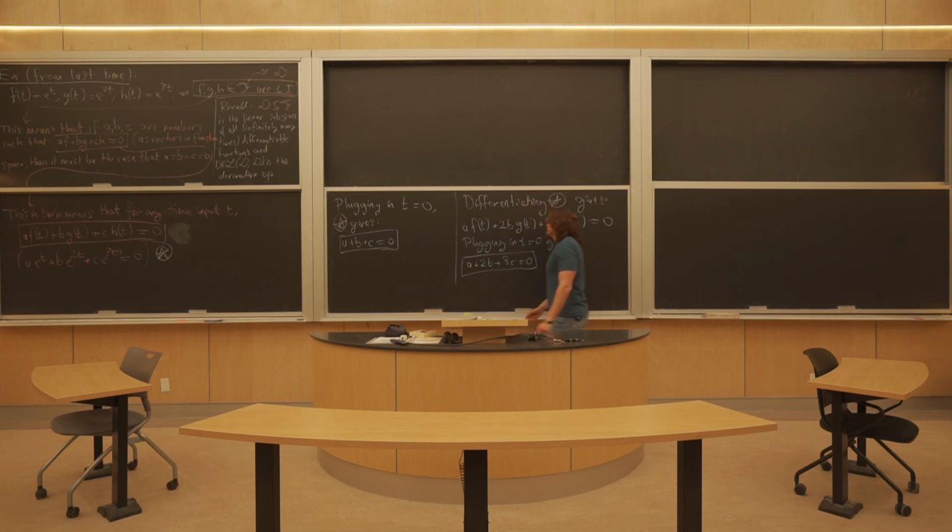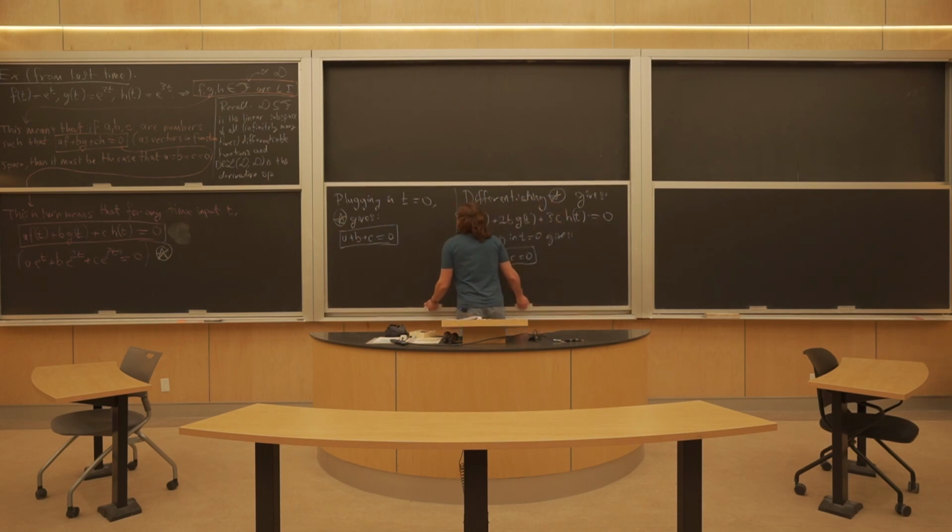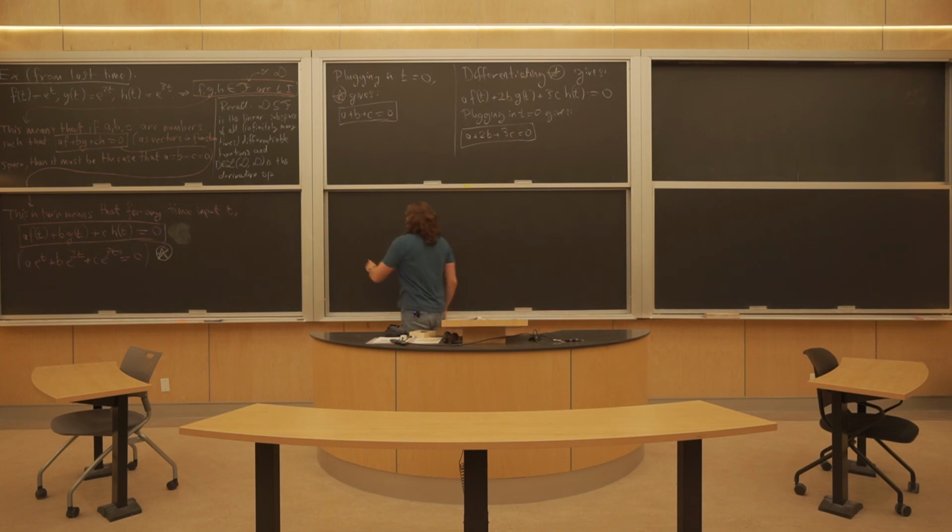Now I need a third equation. Again, I can differentiate another time. So either I can differentiate this equation over here 2 times, or I can differentiate this first derivative 1 time. Differentiating twice, and plugging in t equals 0 gives a third equation, which is a plus 4b plus 9c equals 0. Okay. So now we have 3 equations with three unknowns. Okay. So I have one equation coming from there, second this one, and third this one.